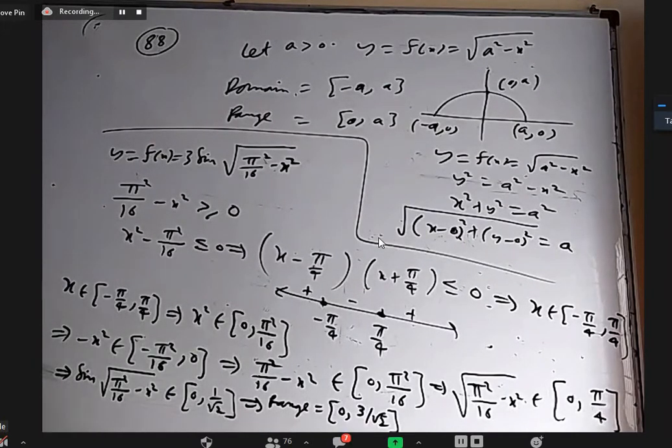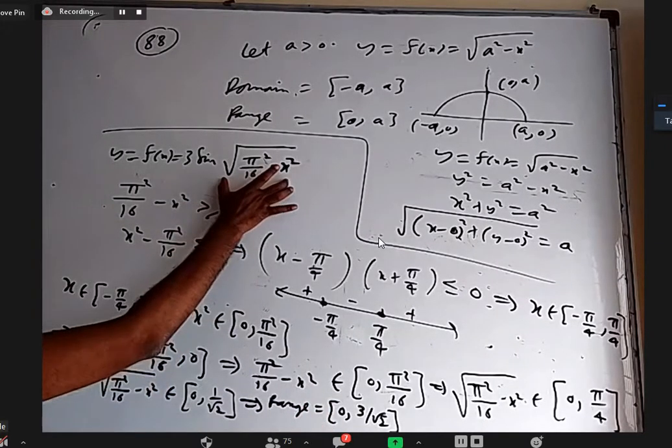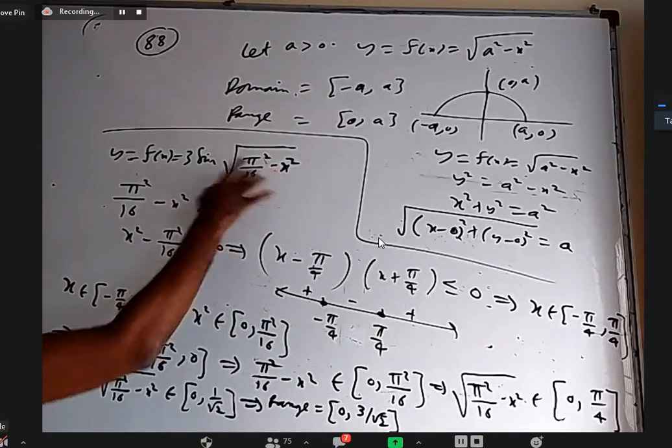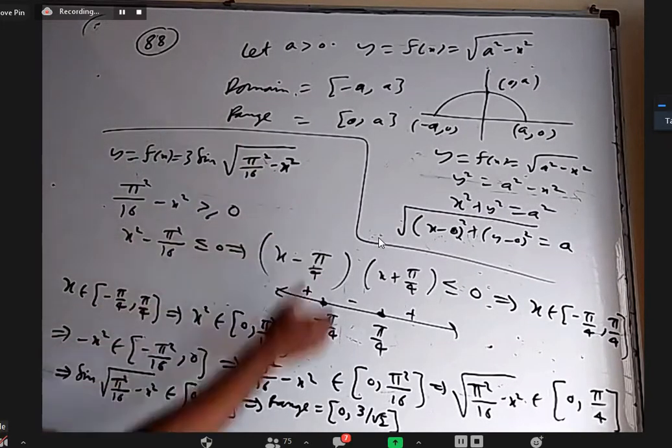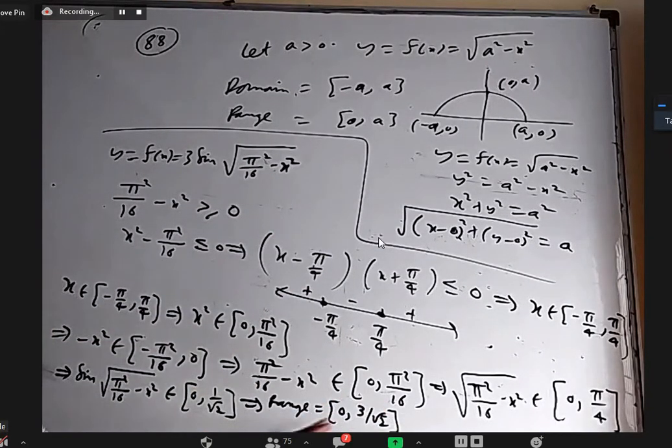Okay. So what we have done in this whole range thing is, first we proved this is between 0 to pi by 4, 45 degrees. Then sine of that will be between 0 to 1 by root 2. 3 times that will be between 0 to 3 by root 2. So the range is 0 to 3 by root 2. Sir, the last two lines, can you say them again, sir? First copy, then I'll explain.